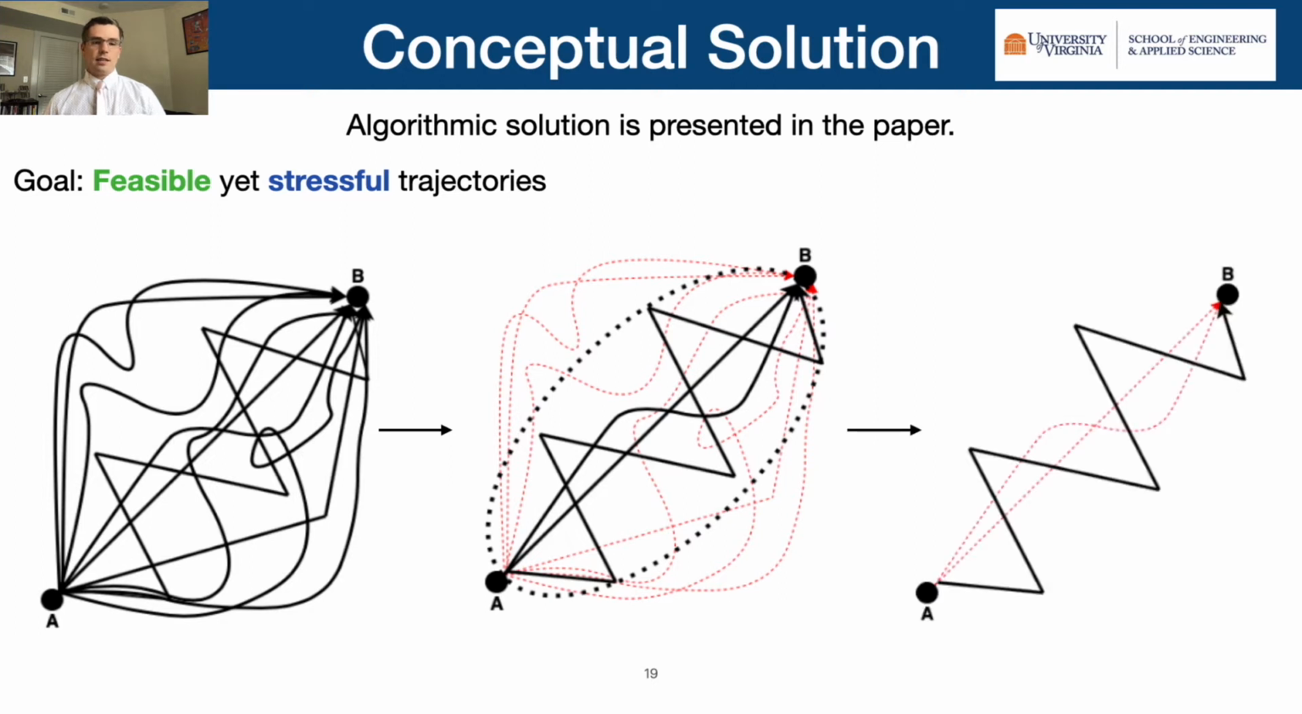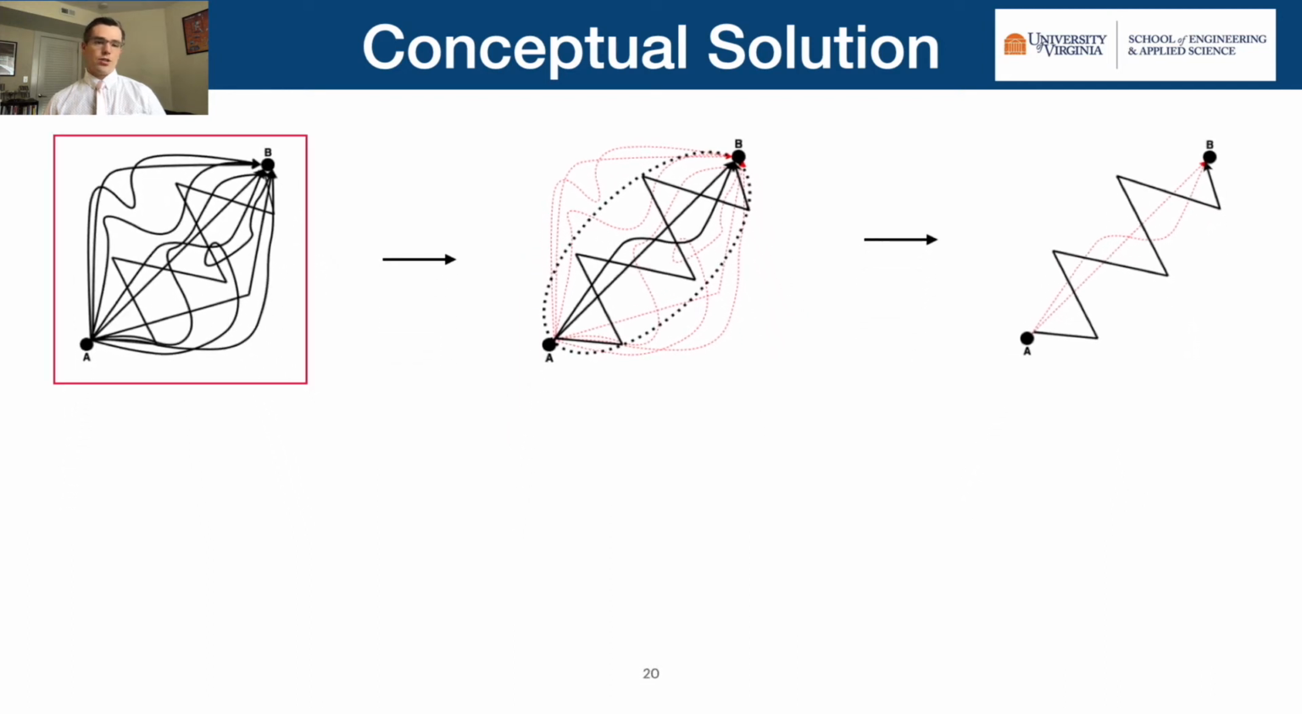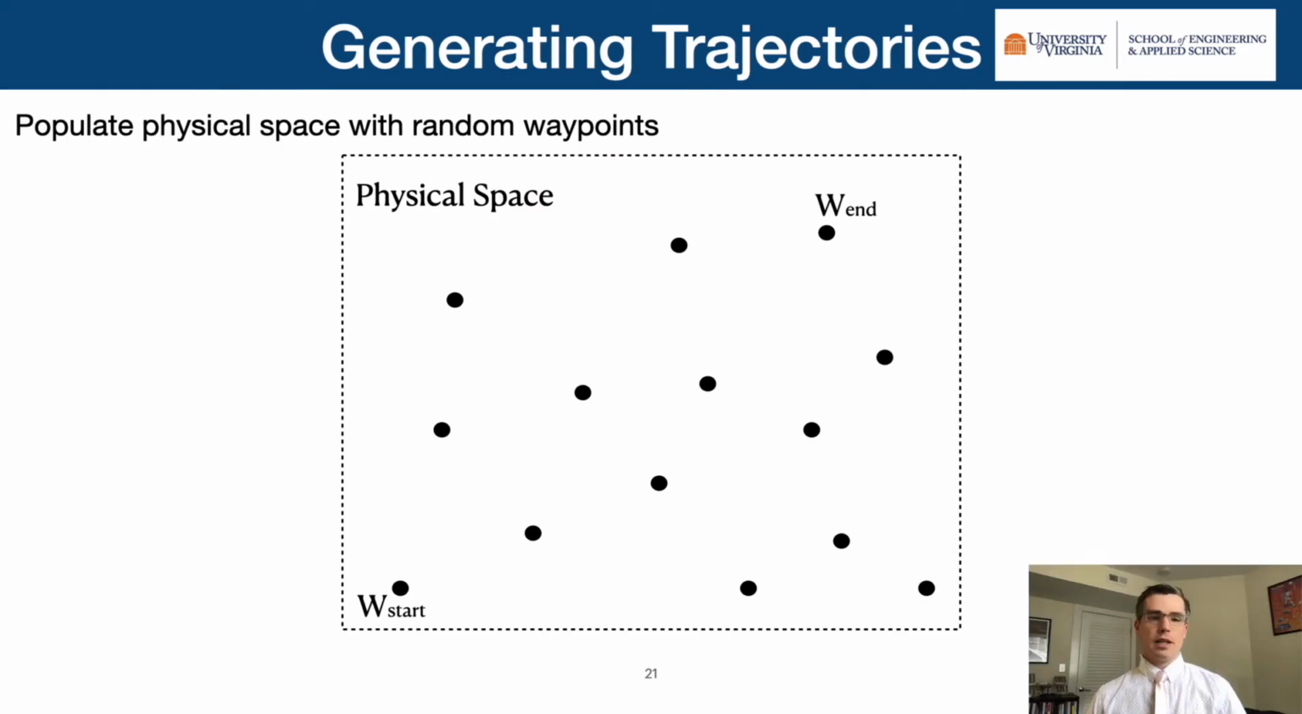And finally, the technique to select the most stressful trajectories. To start, let's see how we can go about generating large sets of trajectories between 2 points. First, we populate the physical space with random waypoints. 2 of these waypoints are defined as the start and end positions. These are positions where the robot will start and end during tests.